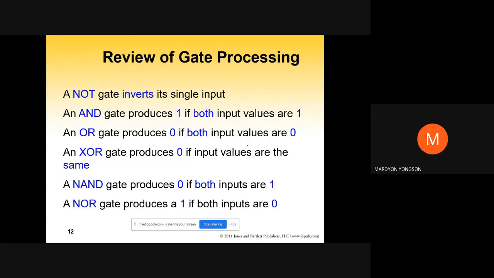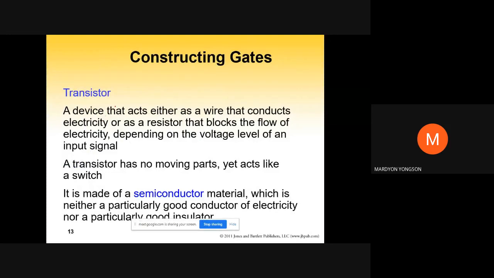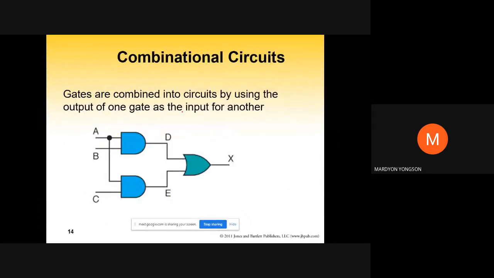So next, in constructing gates, first we have the transistor. A transistor is a device that acts either as a wire that conducts electricity or as a resistor that blocks the flow of electricity, depending on the voltage level of an input signal. A transistor has no moving parts yet acts like a switch. It is made of semiconductor material, which is neither a particularly good conductor of electricity nor a particularly good insulator. So that is the meaning of transistor. Syempre, if we're going to construct gates or circuits, we need a transistor. And then, this is a sample of combinational circuits.